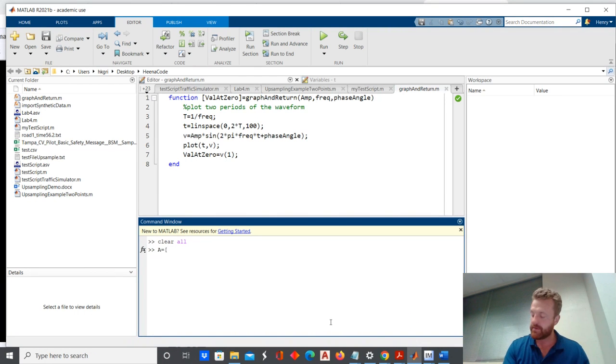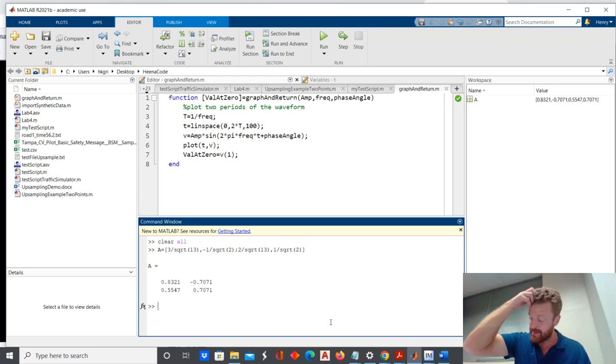I'm going to define my coefficient matrix. The first row is 3 over the square root of 13, that's 1, 1. The second element in the first row is minus 1 over the square root of 2. In the second row, I have 2 divided by the square root of 13. And the second element is 1 over the square root of 2. I'll echo it to the command line just to make sure I don't have those numbers memorized, but at least the signs look correct.